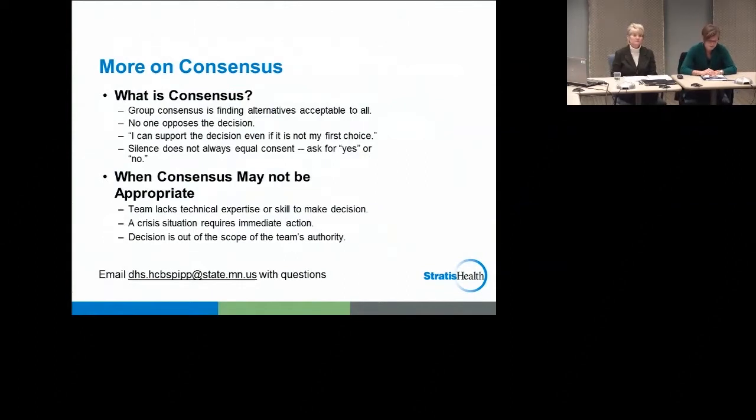Or perhaps the decision is outside of the scope of the team's authority. They have relevance to the work and it's important to them, but the decision is really not within their authority. Again, the most important thing is to be clear about what the decision basis is, how it will be implemented, and to do that early on in the process.